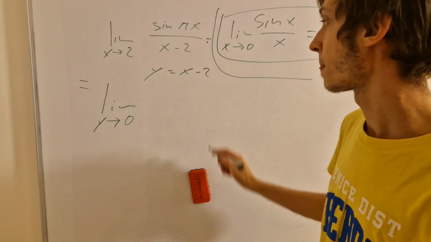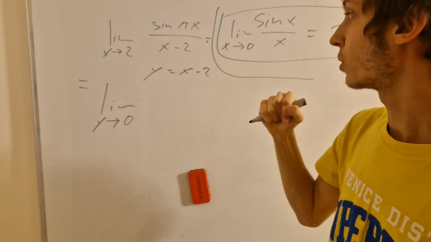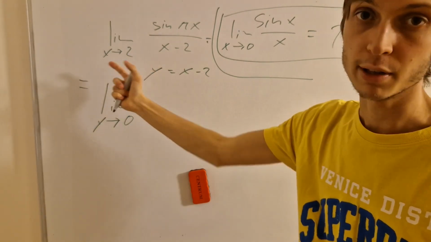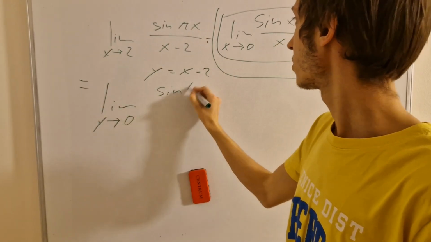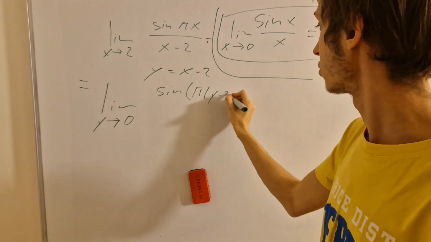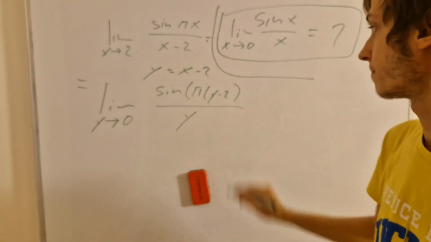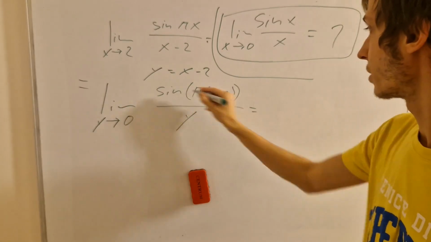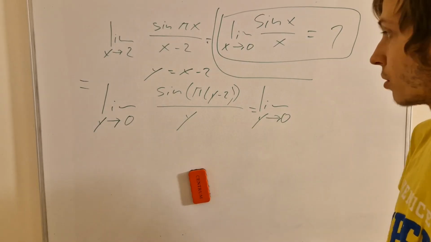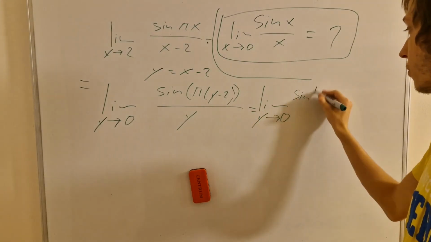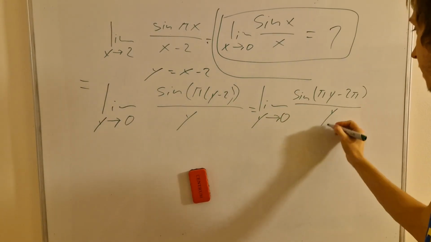Because we have it shifted like this, right? We said y equal to x minus 2. So we now have to subtract 2 from everything where there was x concerned. Also, I will rewrite it right here. So I'll have pi times y minus 2, and also we'll have y down here. But now let's consider what this means on the top. We have y going to 0 and sine of pi y minus 2 pi over y.